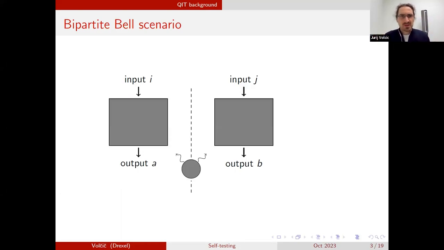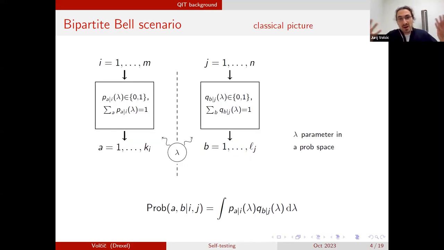The scenario that I want to keep for this talk is probably the simplest and the most standard scenario, namely the bipartite Bell scenario. So I'm going to have two parties or two devices. Each of them has some inputs, some outputs, and they are not supposed to communicate, but they will share some entanglement. Now, classically, what would this picture be? Well, how I'm going to think about it is that you have M inputs for one party, M inputs for the other party. This can be a different number of inputs. And then for each input, you can have several outputs. Most of the time, I'm going to have the same number of outputs for every input, but they could be different.